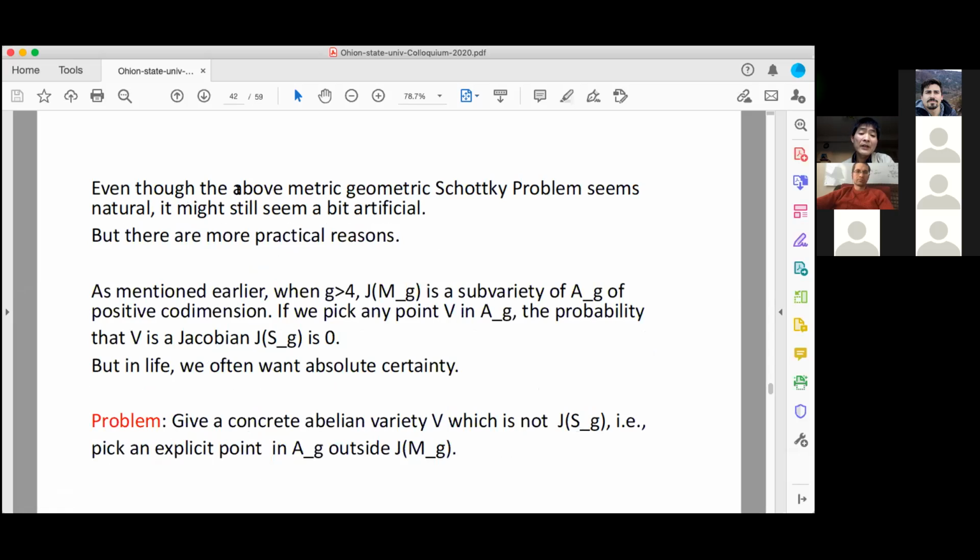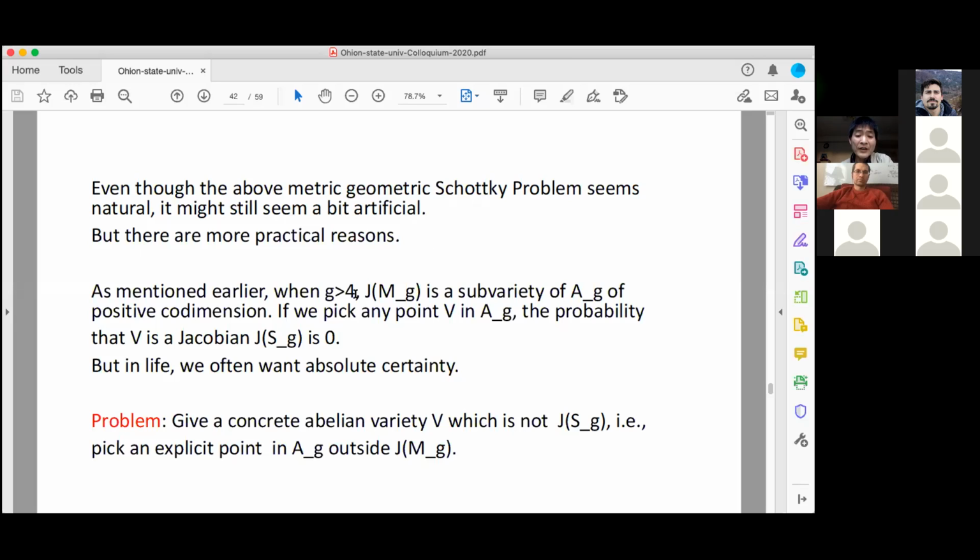You see, since AG is a locally symmetric space, this geometric Schottky problem seems natural, but you may see it's still artificial. Why do I care about this? Okay, I have a locally symmetric space, you have a subspace inside. Why should I care about this subspace? But there are some more practical reasons. So let me give you one reason.